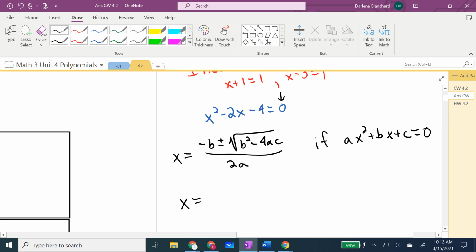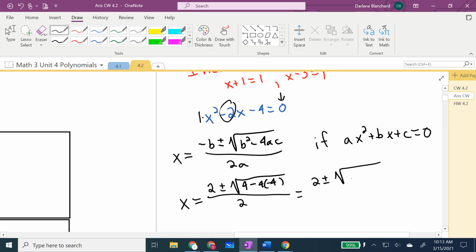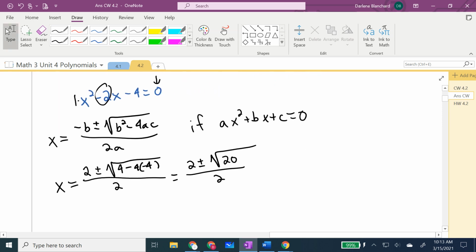And so in this particular case, B is -2, so the opposite of -2 would be +2. When I square B, I'm squaring the entire -2. A is 1, C is -4, 1 times -4, and then 2 times A, where A is 1. And so this turns into 4 plus 16, which is 20. And you've got a number, but it can be simplified from there.